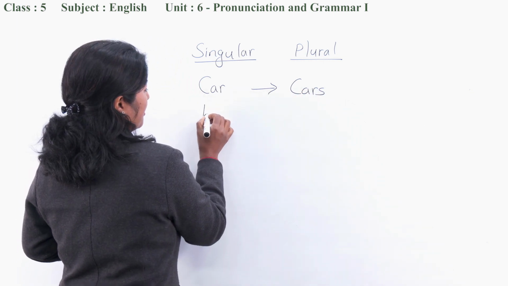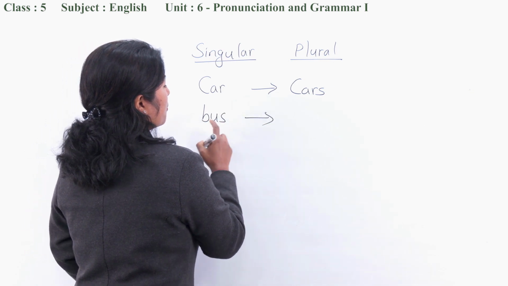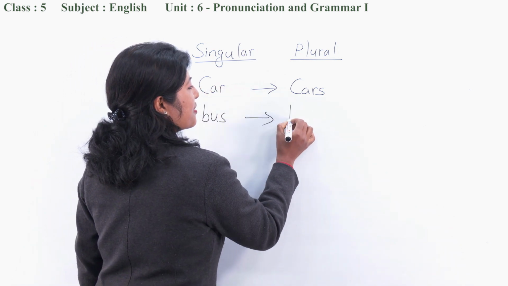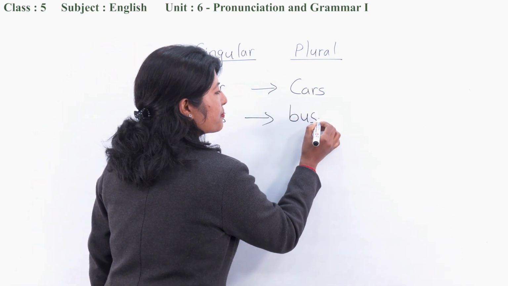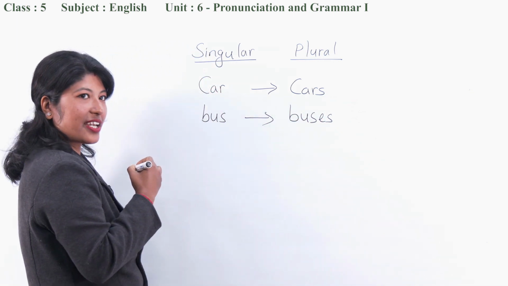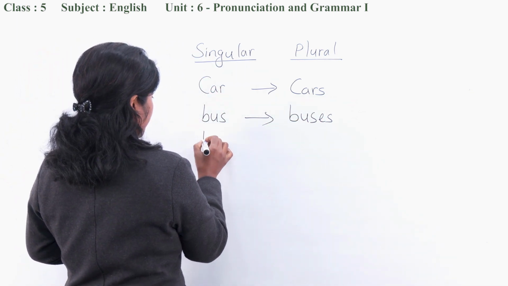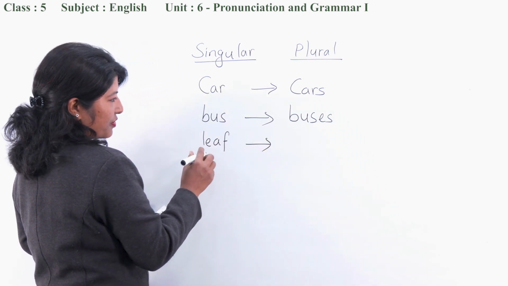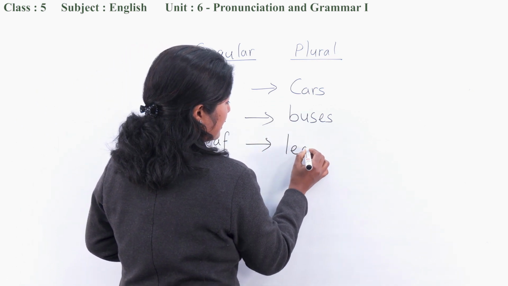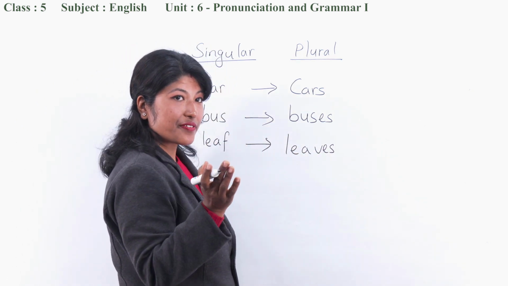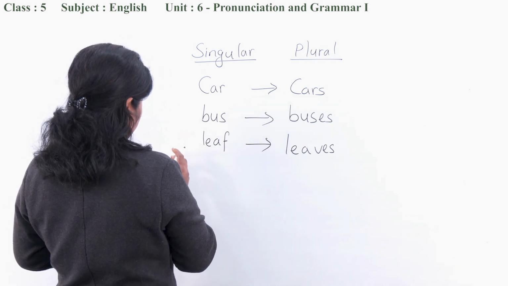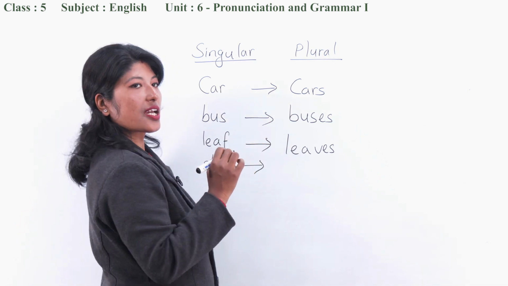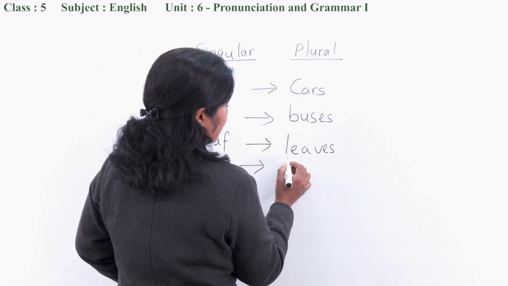Then the next word, bus. What is the plural form of bus? Yes, B-U-S plus E-S, buses. Then what about leaf? What is the plural form of leaf? Yes, L-E-A-V-E-S, leaves. Then let me give you some more words. Day. How do you make it plural? Yes, days.